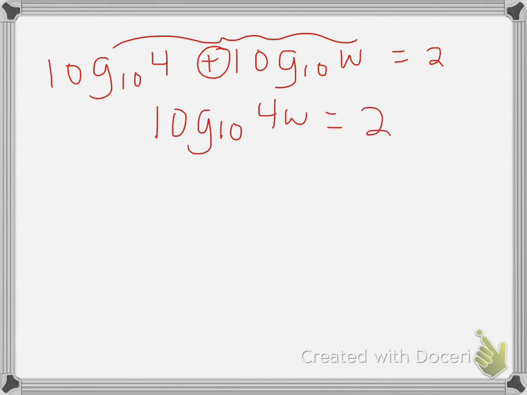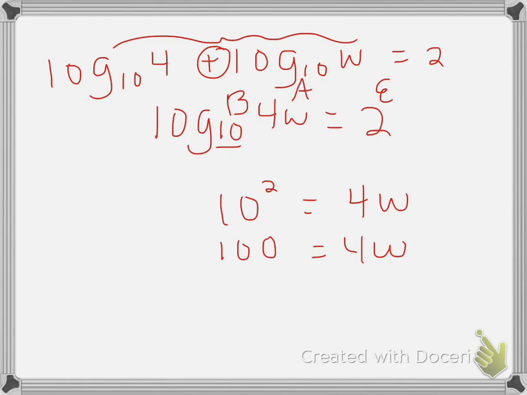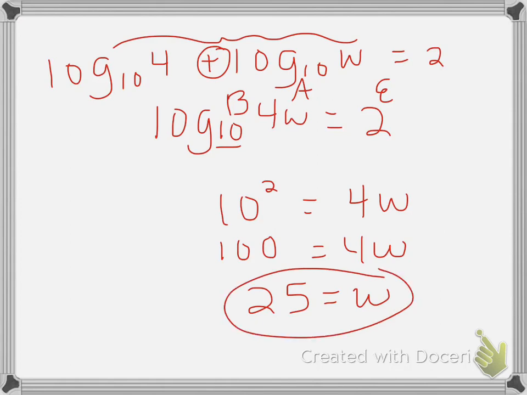Okay, so at this point you're thinking, okay, I can't drop log base 10 because I don't have it on both sides, but what I can do is rewrite this as an exponential. So what I'm going to do is use 10 as my base. Remember, log is base, answer, exponent. So I'm going to rewrite this as 10 squared equal to 4w. And that's going to allow me to solve for w. I'm going to get 10 squared is equal to 100. Divide by 4. W is equal to 25. Plug that in. Multiply. It all works out. Okay? W is equal to 25.